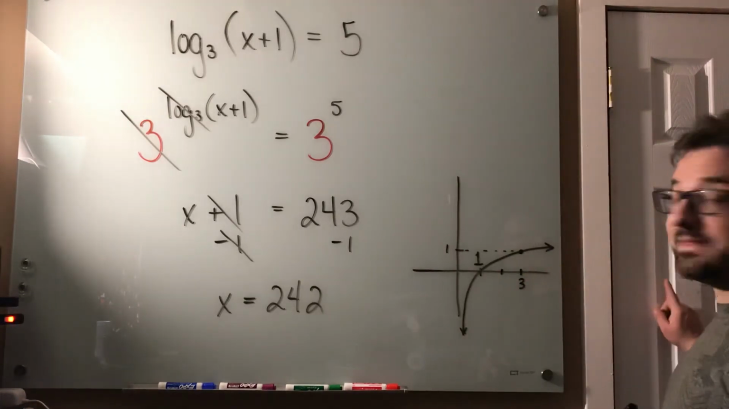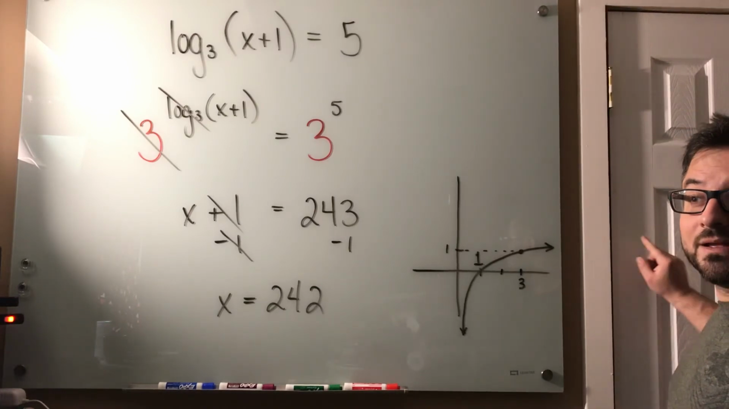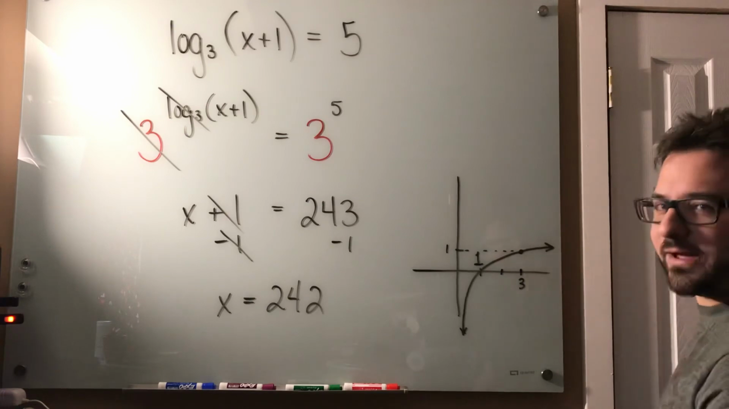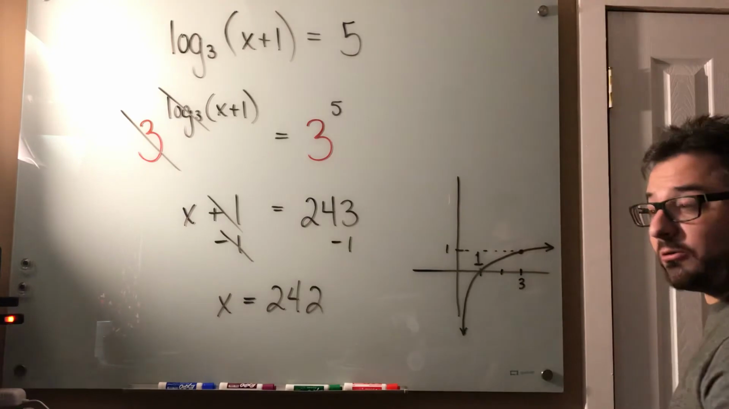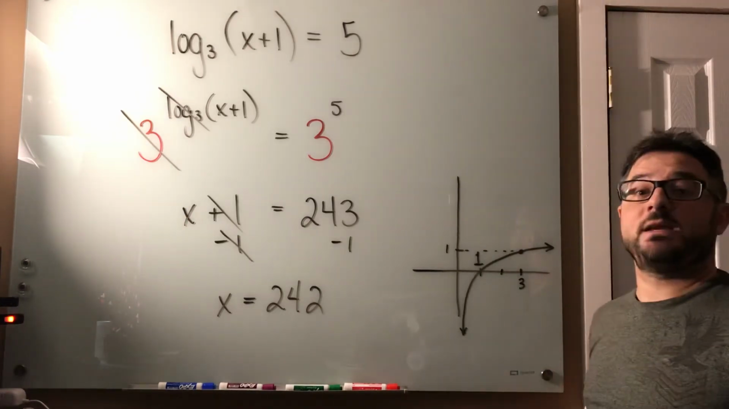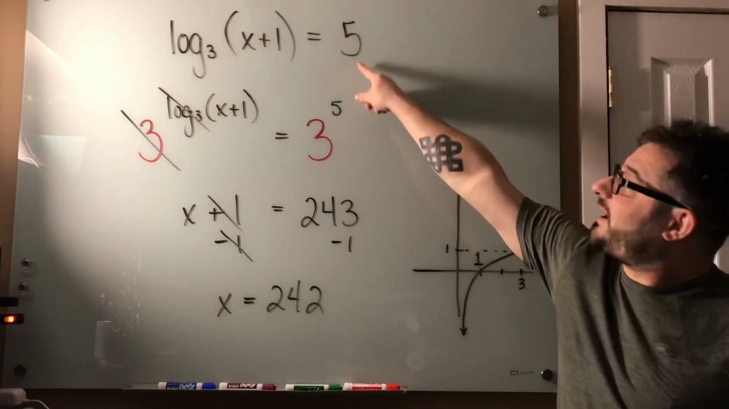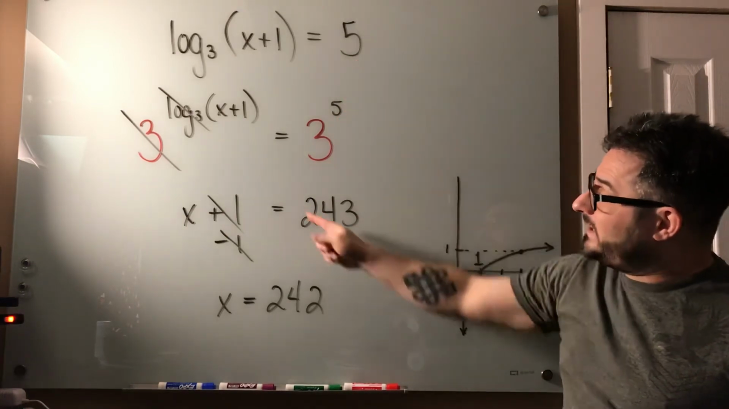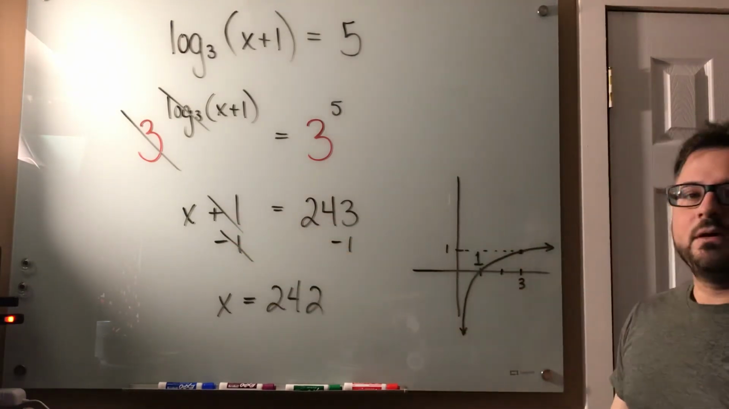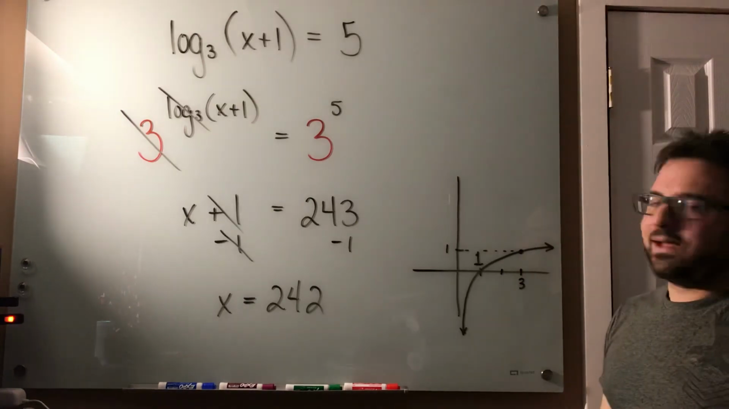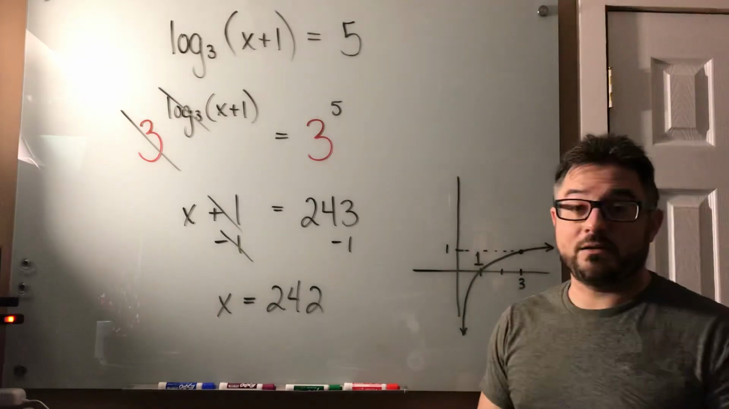By the time we get out to 9, we're at a y value of 2, because 3 squared is 9. To get up to a y value of 3, we need to be all the way out at 27. And then to get to a y value of 4, we need to be all the way out at 81, because 3 to the 4th is 81. So to get up to a y value of 5, we need a pretty big x value, then accounting for a small shift. So don't be surprised when you get particularly large values for the solution to a logarithmic equation.